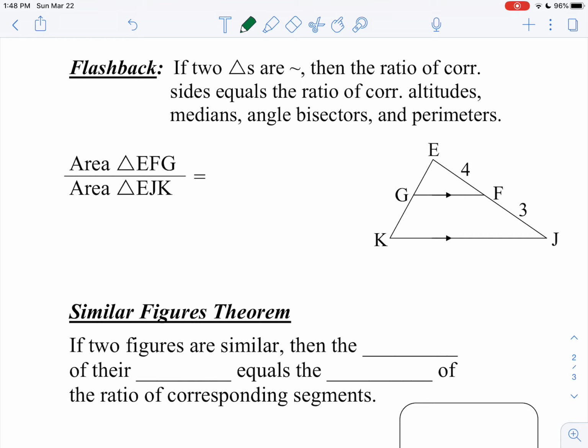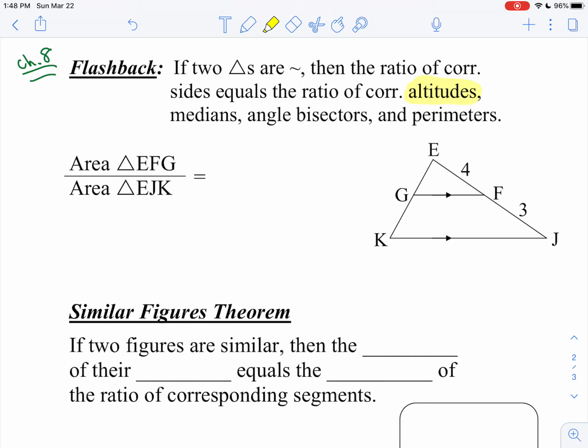We have to first go back to Chapter 8, which was all about similar triangles. That'll be on the semester exam if we get to have one. It said if two triangles are similar, the ratio of their corresponding sides equals the ratio of the corresponding altitudes, medians, angle bisectors, and perimeters. Now, of all the words in that list, which one is most important to us right now dealing with area? Yeah, you got it right. It's the altitudes. So that's the most important one that we can do here.